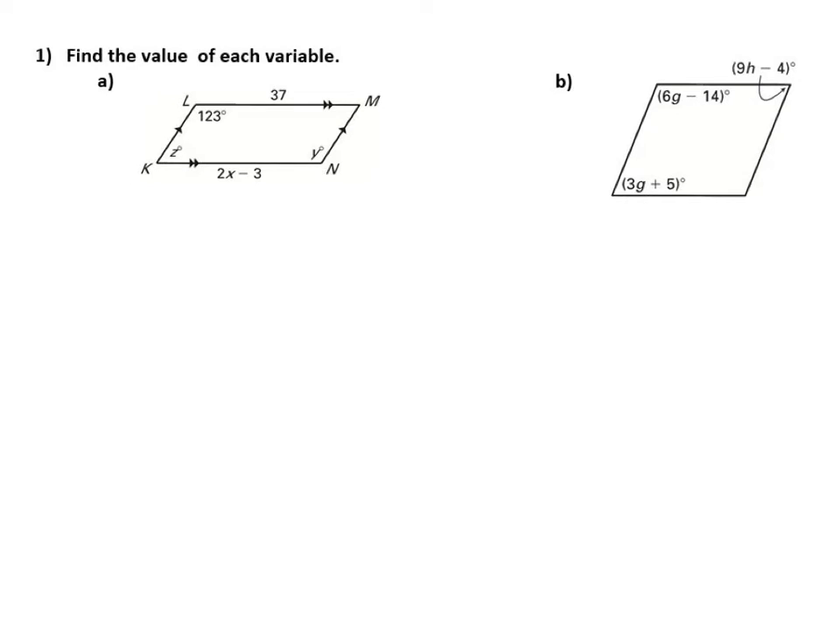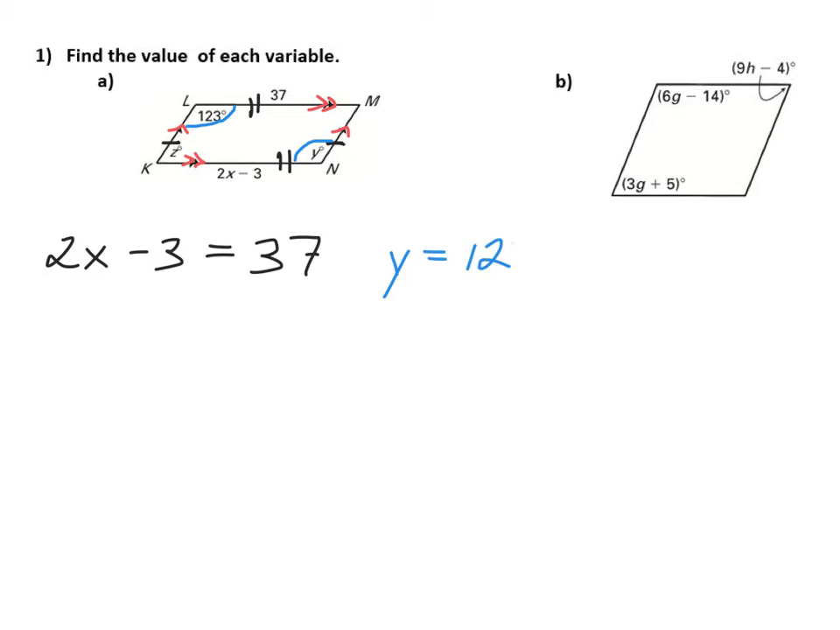Which brings us to our first example. For A, it looks like the left and the right side are parallel, and the top and the bottom of my figure are also parallel. So in this case, I know it is a parallelogram, which tells me that the opposite sides must be congruent. In that case, I know that 2x minus 3 has to equal 37. In addition to that, the opposite angles in my parallelogram are congruent. So right away, I know that y has to equal 123.